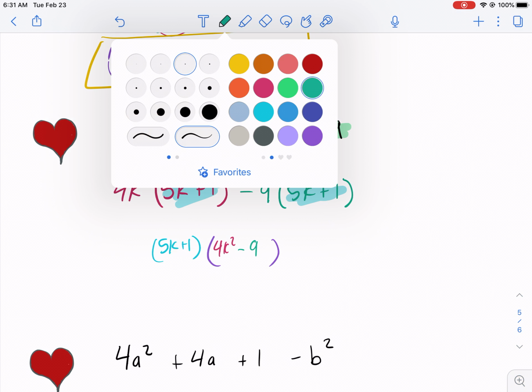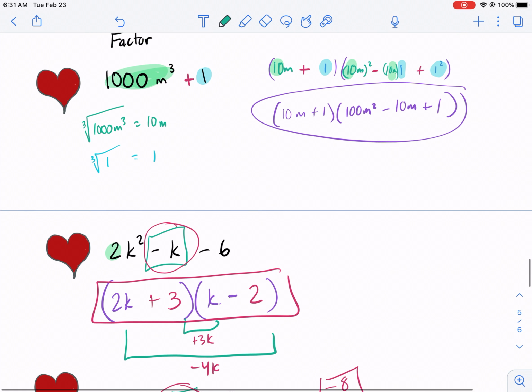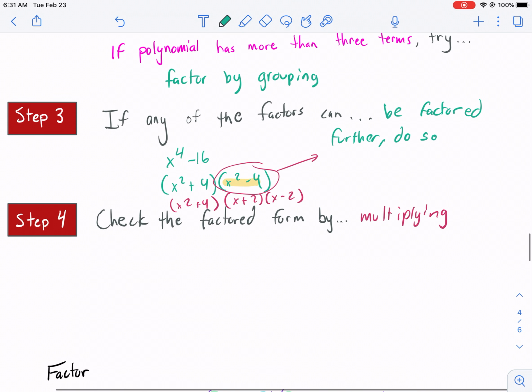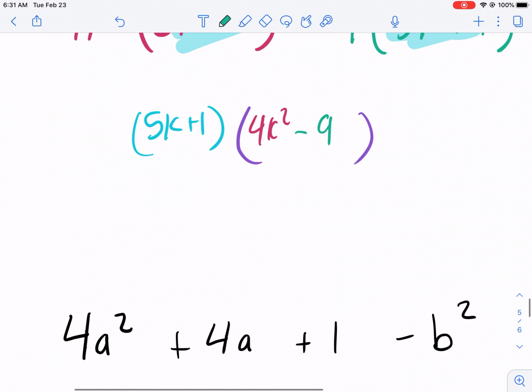Now, ooh, I almost fell for a trap. Remember, whenever you're done, you got to check this. If any of the factors can be factored further, do so. Well, what do you notice here? We notice that we have a perfect square in 4k squared and a perfect square in 9. That means it's the difference of squares. So I'm going to factor this further.